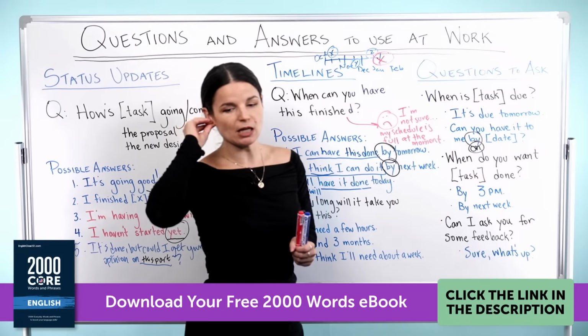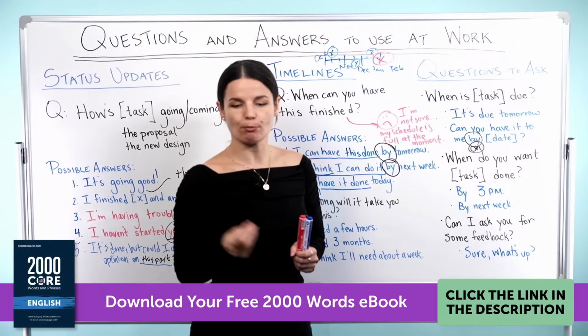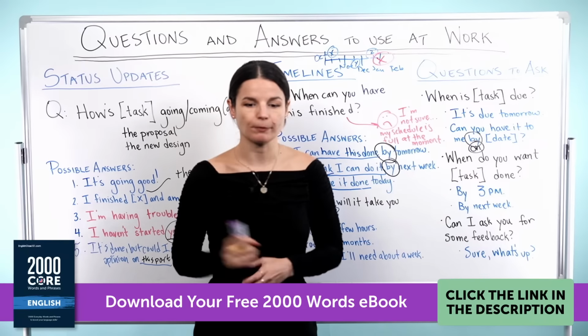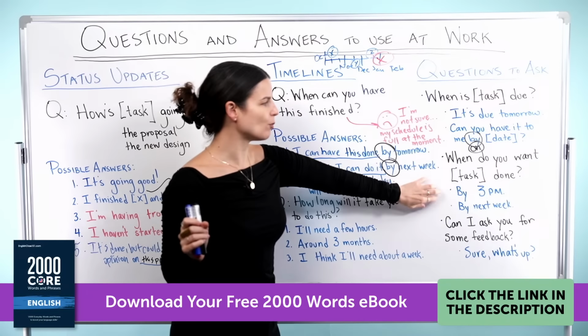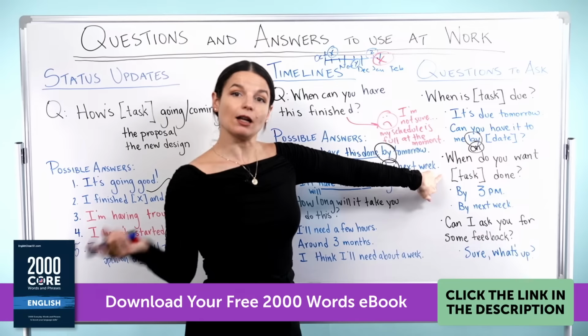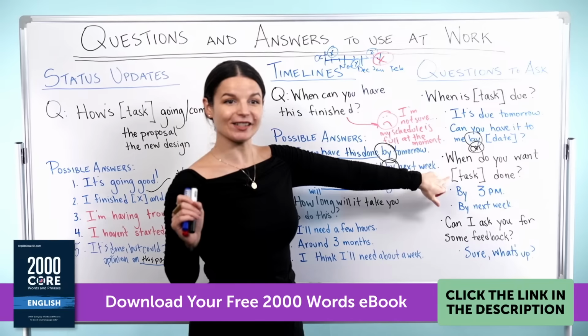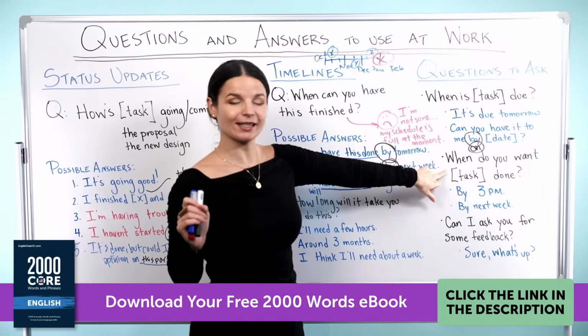Can you have it to me by the end of this month? And Natalie wrote, can you give me the proposal by tomorrow? Love that, great work. All right, let's go to our last 2 points quickly. Next one, when do you want task done? A variation of this, right? When do you want task done?